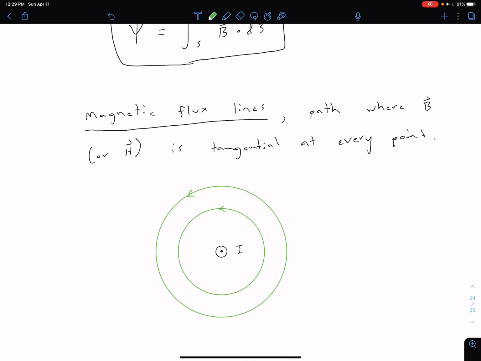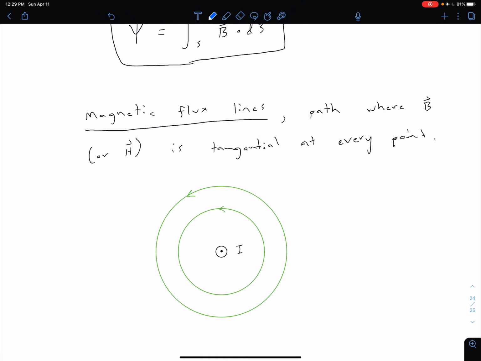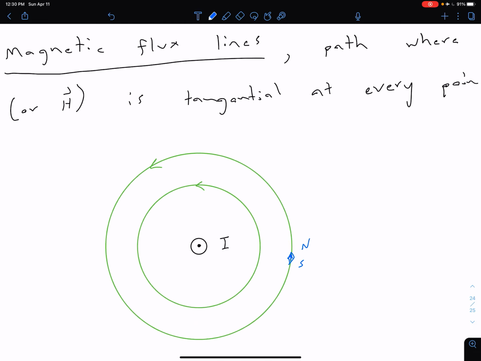A couple other ways that we can think about this, and a couple important things to note: we can also think of these magnetic flux lines as a line along which a magnetic compass would align itself. Say we had a magnetic compass with a north and a south pole. If we put it on that magnetic flux line, it's going to align such that the north pole is in the direction that this flux is pointing, and our south pole is in the opposite direction. It's kind of difficult to see, but I've tried to draw that arrow pointing upward.